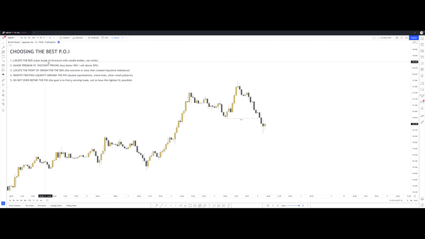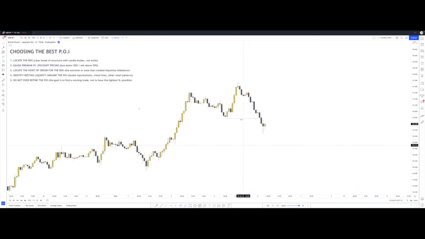Keep in mind a clear break of structure with candle bodies, not wicks. Okay, so we do have full bearish candle bodies here, clearly breaking this structural low. So what was bullish order flow is now turning into bearish order flow. So we're going to be looking for a pullback and then an entry for bearish continuation.